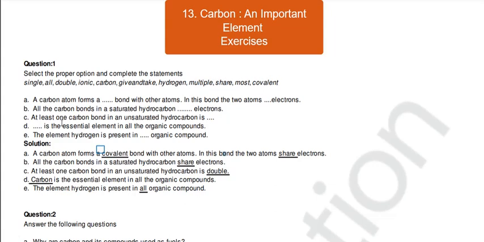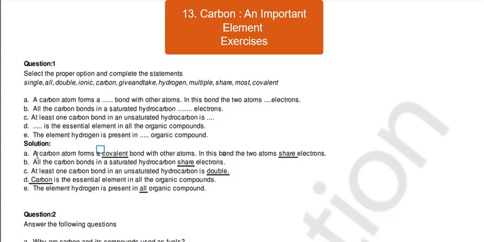A. A carbon atom forms a ___ bond with other atoms. In this bond the two atoms ___ electrons. B. All the carbon bonds in a saturated hydrocarbon ___ electrons. C. At least one carbon bond in an unsaturated hydrocarbon is ___. D. ___ is the essential element in all the organic compounds. E. The element hydrogen is present in ___ organic compounds.